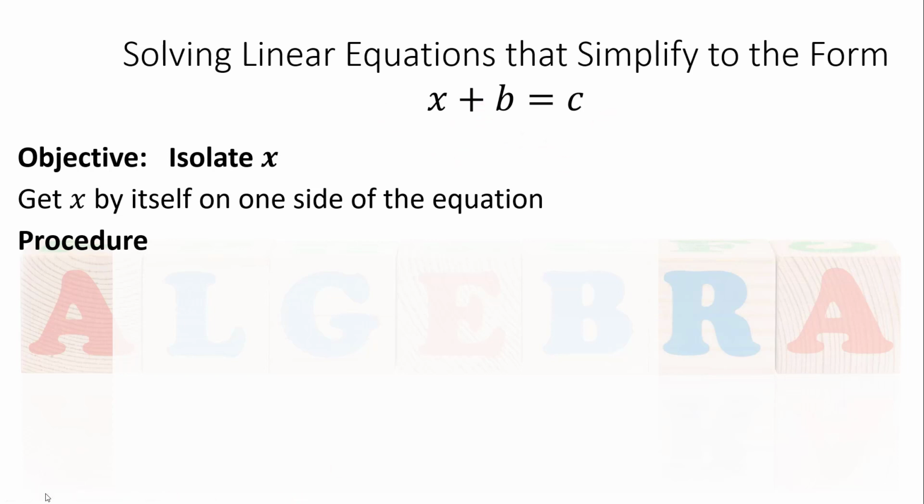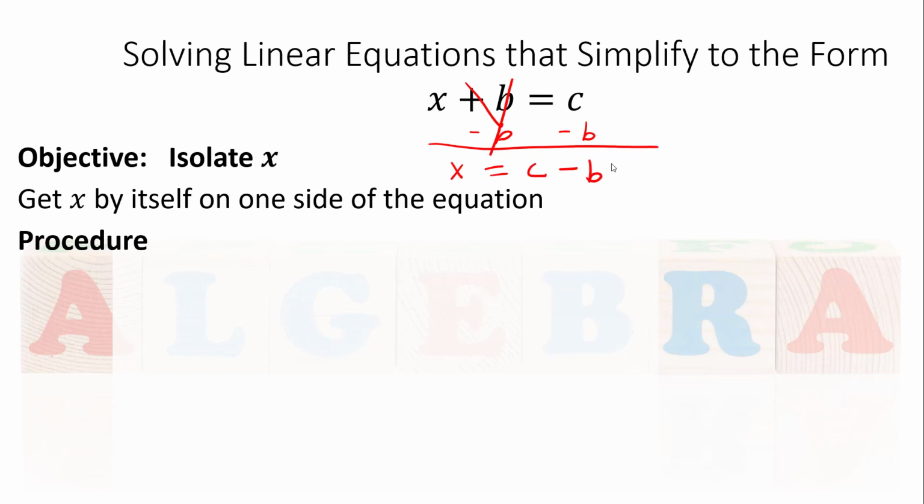And how would we do that? Hey, maybe with the addition principle of equality. For example, if I add a negative b here, and I add a negative b here, and if I can do the addition vertically, these will cancel, and I have x by itself, and then that will be equal to c minus b.